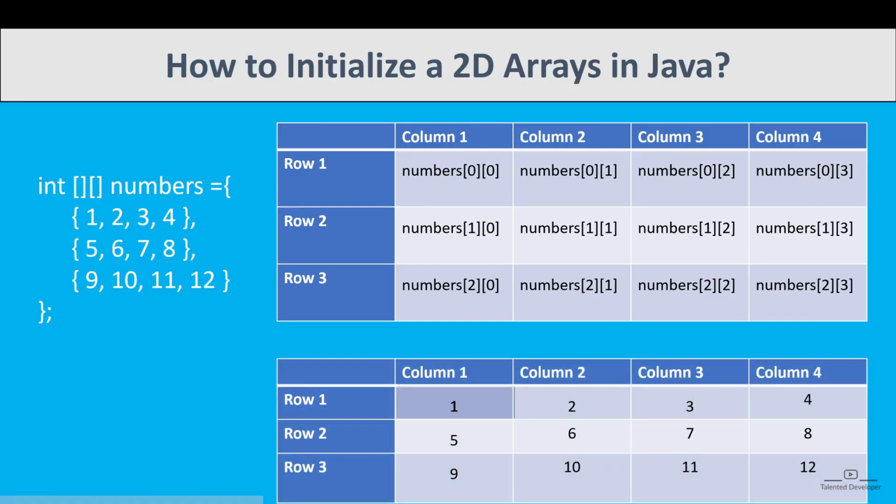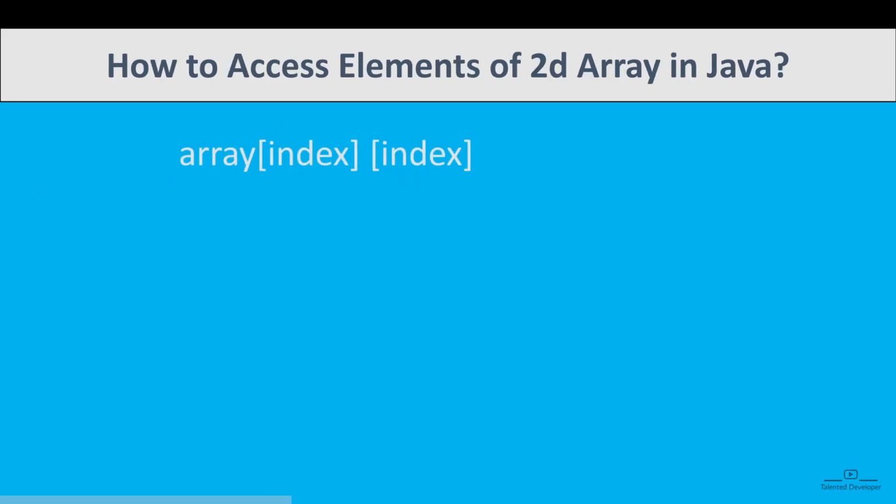Here row 1 column 1 has data as 1, that means numbers of 0, 0 index is containing the value 1. If someone asks what is the index of value 12, first of all you have to see that 12 is at row 3 column 4. That means numbers of 2 and 3 index. So how can you access the element? In the linear way, we used one array index position. Here you have to use two indexes, row and column index.